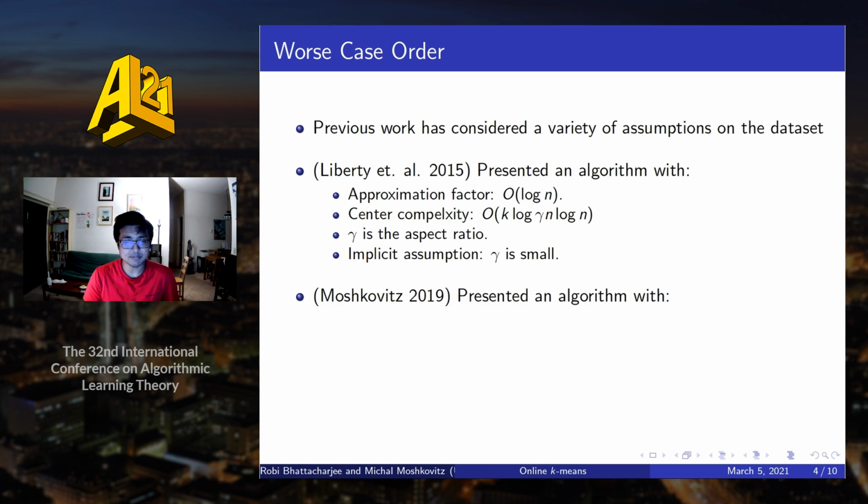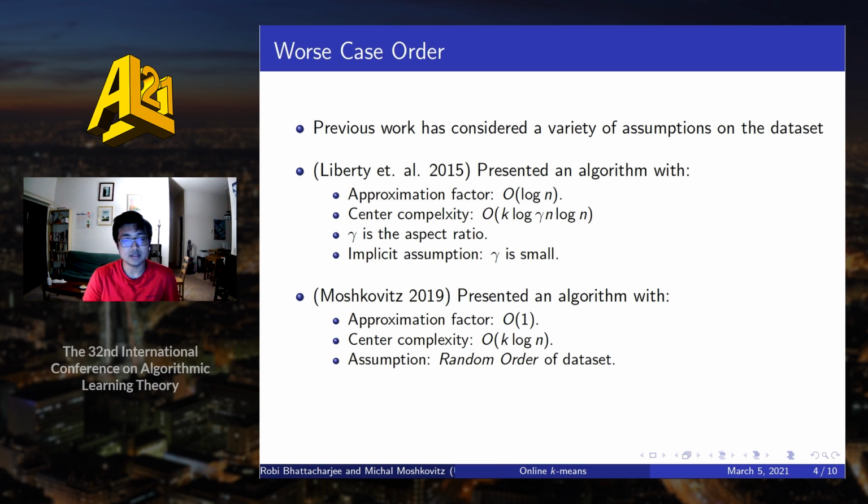Moshkovitz in 2019 presented an algorithm with approximation factor O of 1 and center complexity O of K log n, considerably better, but the assumption was that the data set had random order, meaning it was a set of points and they were presented in some random permutation.